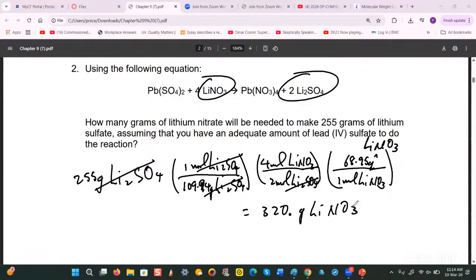Will you mark this wrong if we don't add the decimal point? I'll probably take off half a point. Because the final answer must be expressed to 3 sig figs, right? So you have to indicate that 0 is significant by putting a decimal point in.